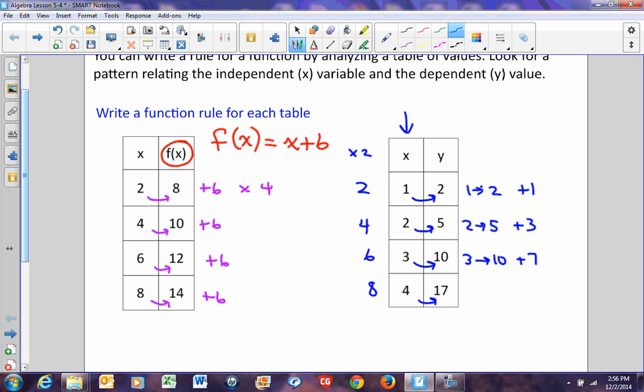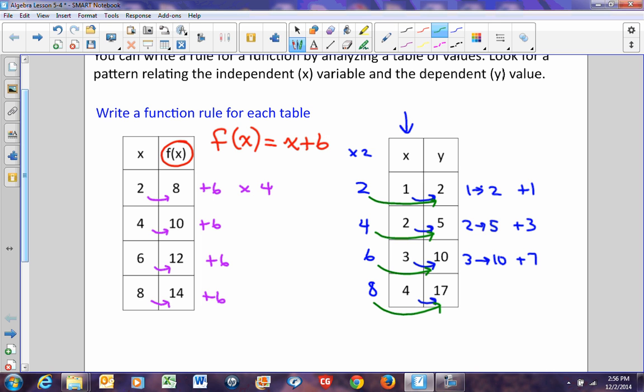Now let's see if we can do anything here. From 2 to 2 stays the same. 4 to 5 adds 1, 6 to 10 adds 4, 8 to 17 adds 9. Still doesn't do anything for me. I'm having a really hard time with this. What do I do, Mrs. Schuline? I'm stuck.